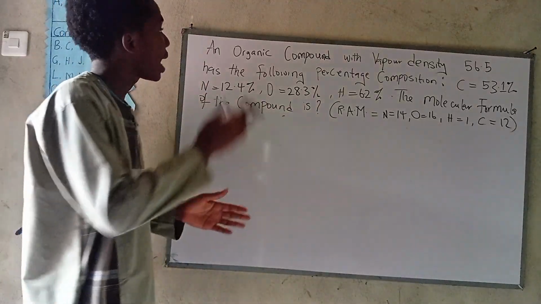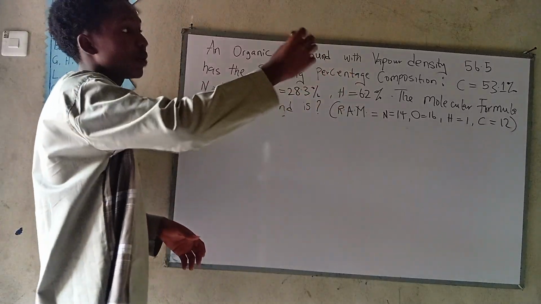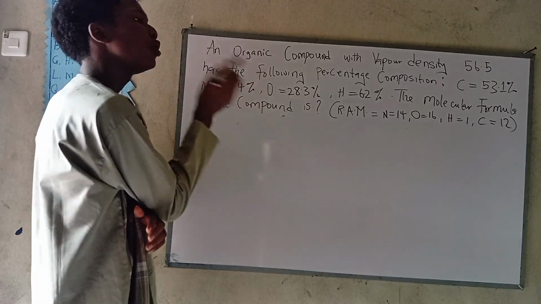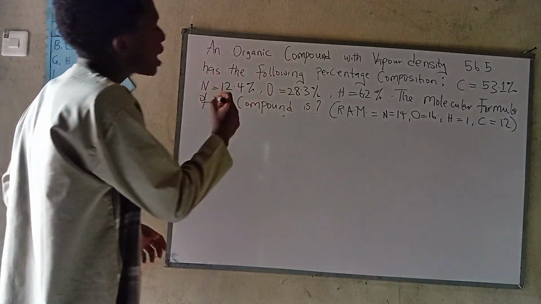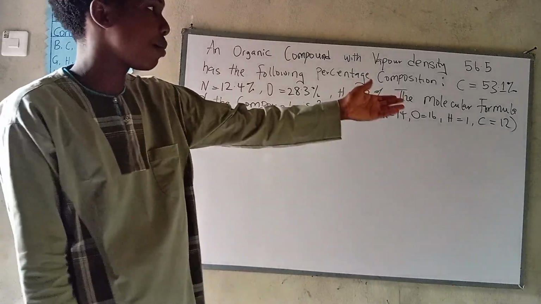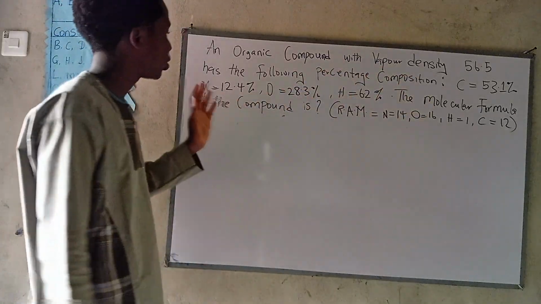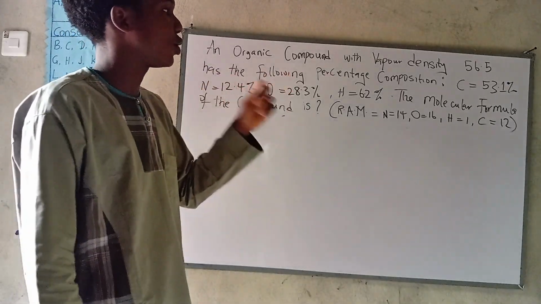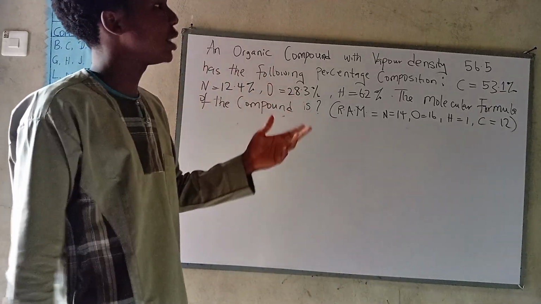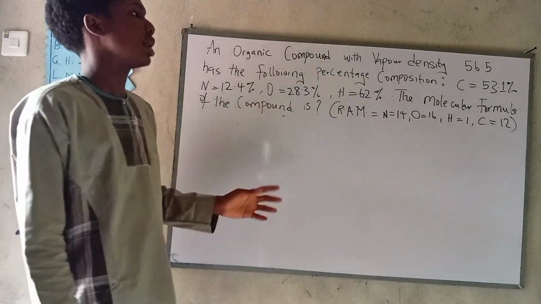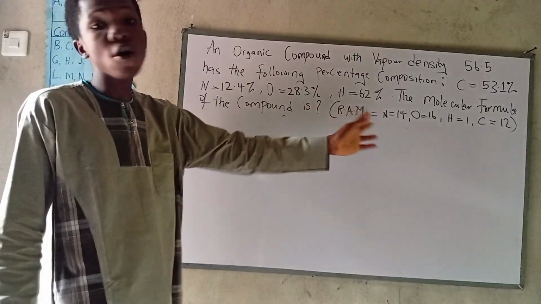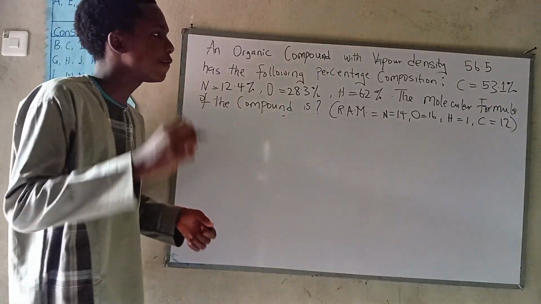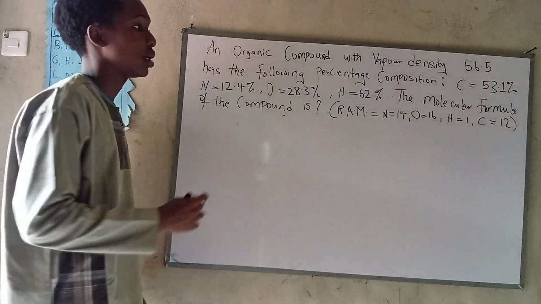Okay, let's read together. An organic compound with a vapor density 56.5. Okay, now when you hear 56.5, what formula relates vapor density to finding your molar mass? Let's move on. Has the following percentage composition of carbon 53.1%, nitrogen 12.4%, oxygen 28.3%, and hydrogen 6.2%. Now, they say the molecular formula of the compound is, and now give us the relative atomic masses of each of the elements.